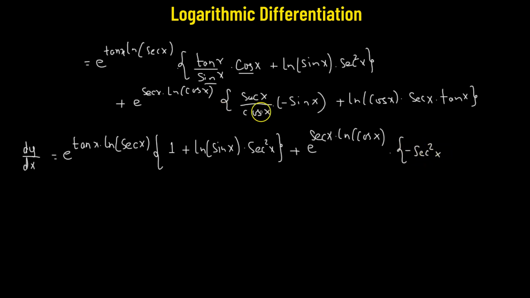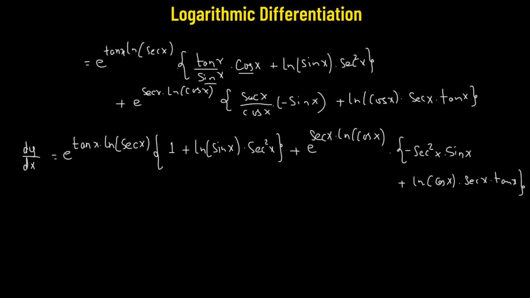Because we know the cosine function is the reciprocal of the secant function, so when it goes to the numerator it becomes secant squared x. We have a negative sign, so that will get multiplied to sine x, plus log of cosine of x times secant of x times tangent of x.